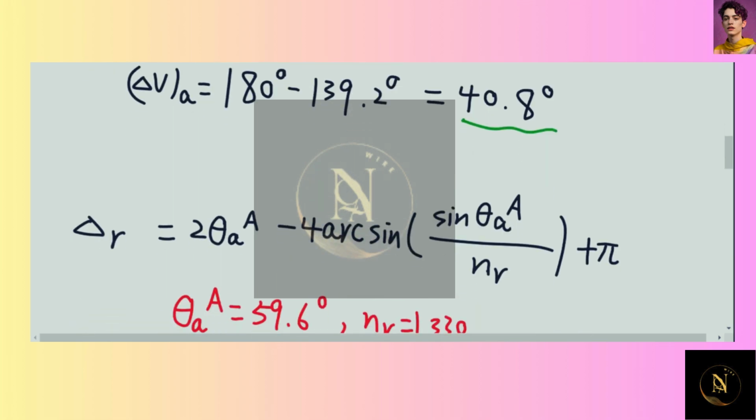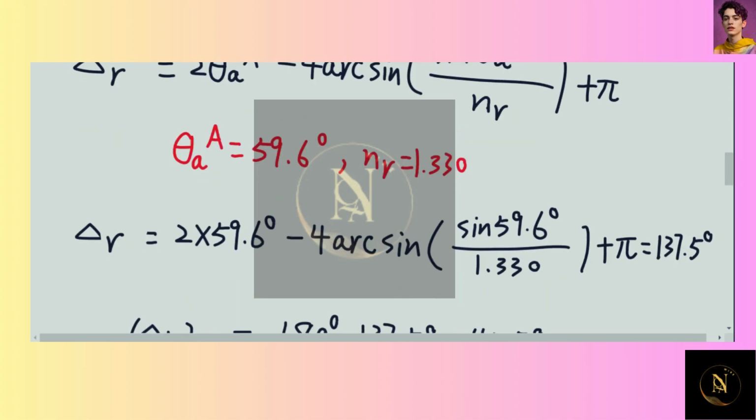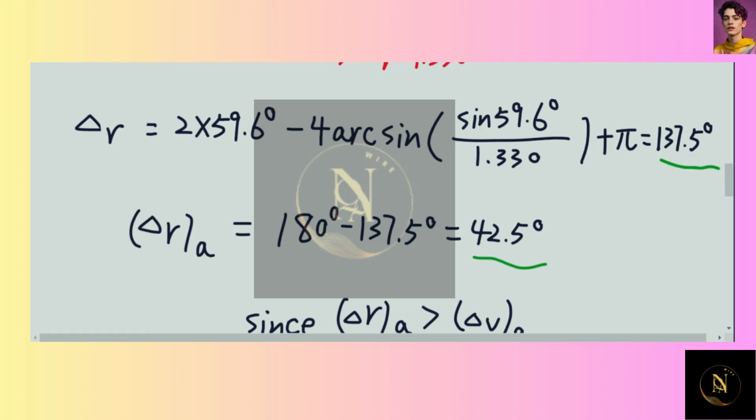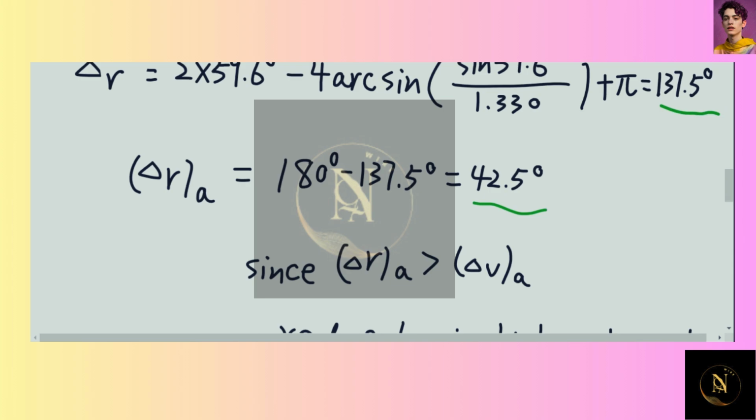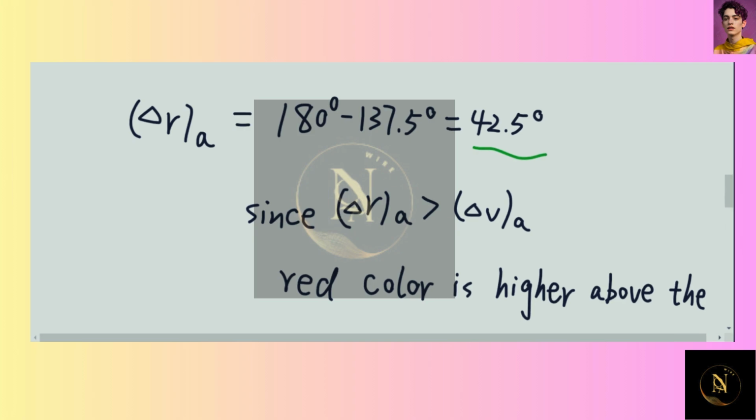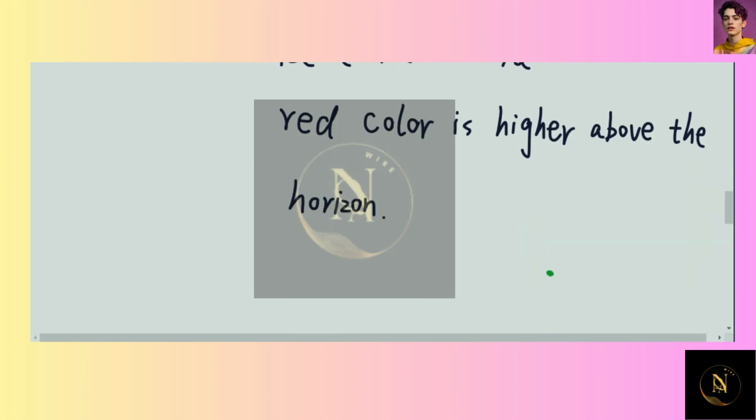And for the red light, we'll have the total angle of deflection is eventually equal to 137.5 degrees. But the actual angular deflection should be equal to 180 degrees minus 137.5 degrees, which is equal to 42.5 degrees. And the reason is the same as the previous one. So therefore, the actual angle for the red light is equal to 42.5 degrees. So since we know the actual angular deflection of the red light is greater than the actual angular deflection for the violet light, therefore the red color is higher above the horizon. Okay, and these are the answers for this question.